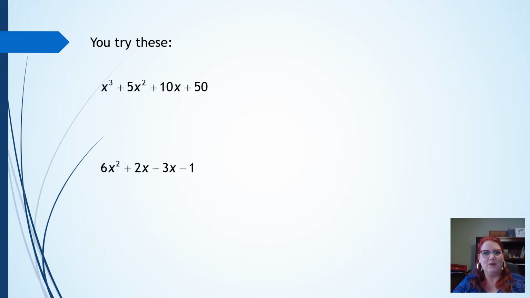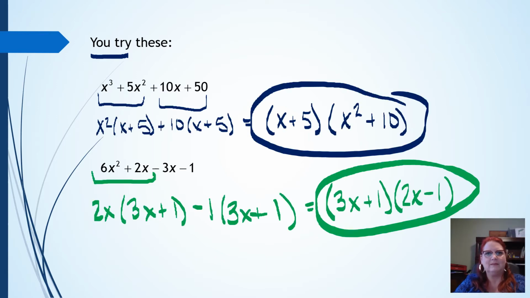All right. Once again, we're at that you try section. So once again, pause the video, work these out. Remember, you're going to be grouping them and then finding the common binomial to factor out. Pause the video, and when you're ready to check your answers, come on back. All right. So there's the answers. I hope you did well with those.